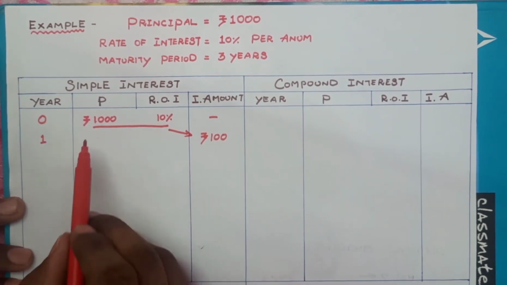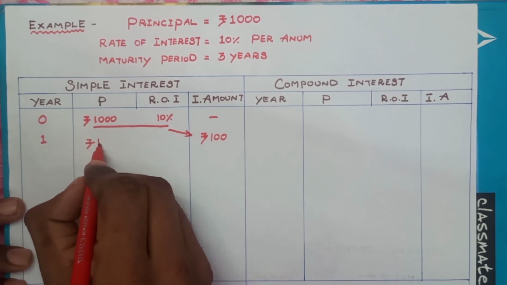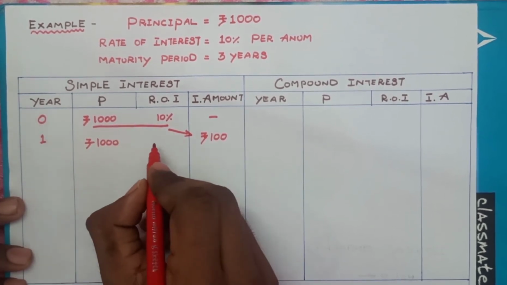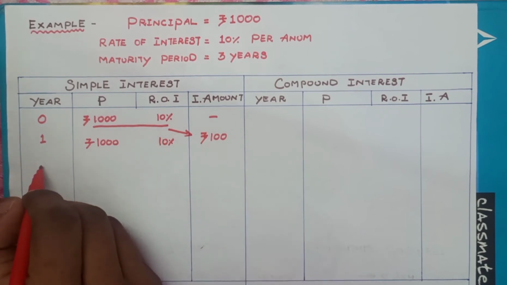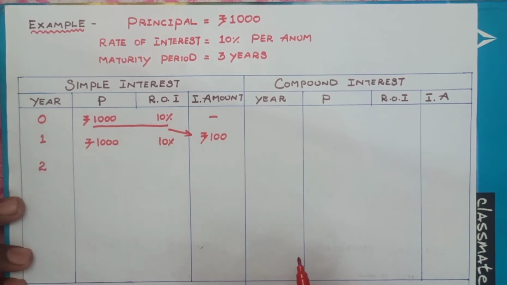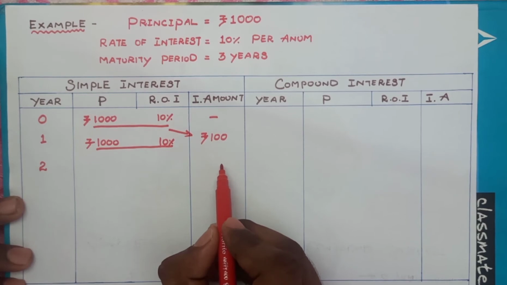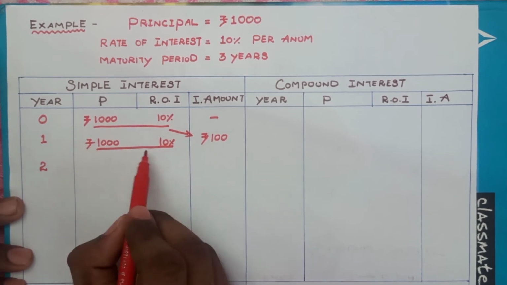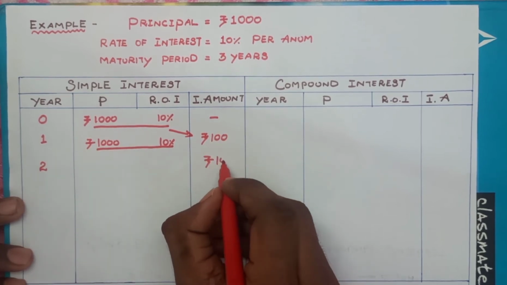In a simple interest scheme, your principal will always be the same at any completion of years. Your principal amount can't be changed at any completion of the years. Here I will put the same 10% rate of interest. So what will you get as your interest amount after completion of 2 years? We calculate the interest amount after completion of 2 years based on the previous year principal, that is 10% of 1,000. Again you will get 100 here.